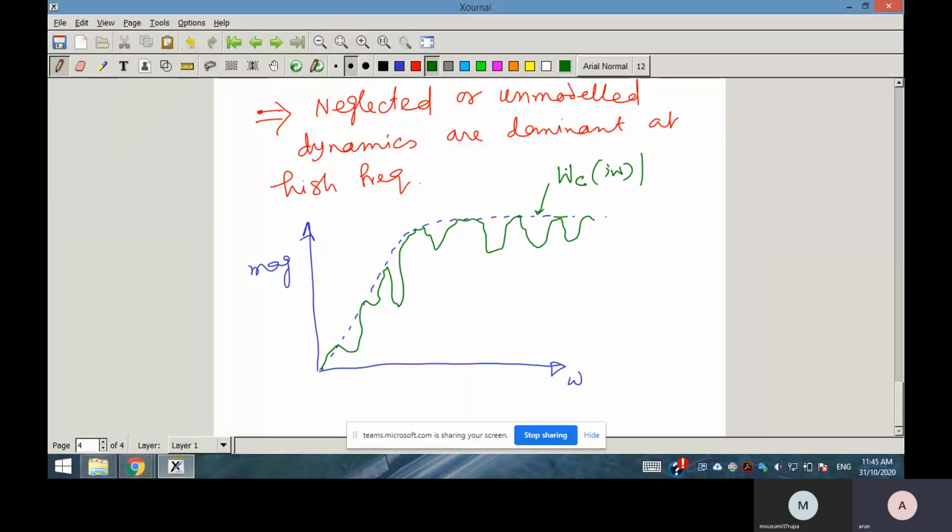WC j omega is a high pass filter, and it has to be chosen such that the normalized error due to unmodeled or neglected dynamics will always lie below this high pass filter WC. So this is your normalized error.